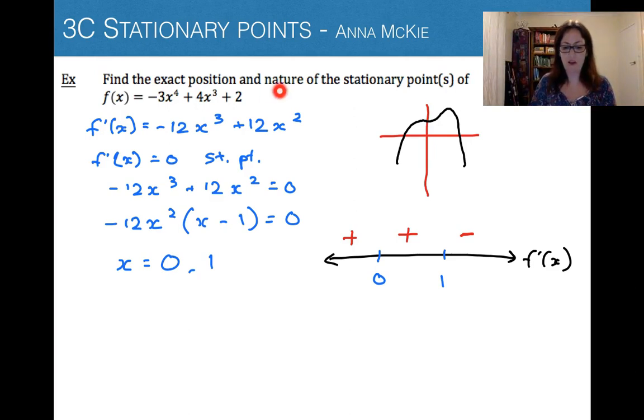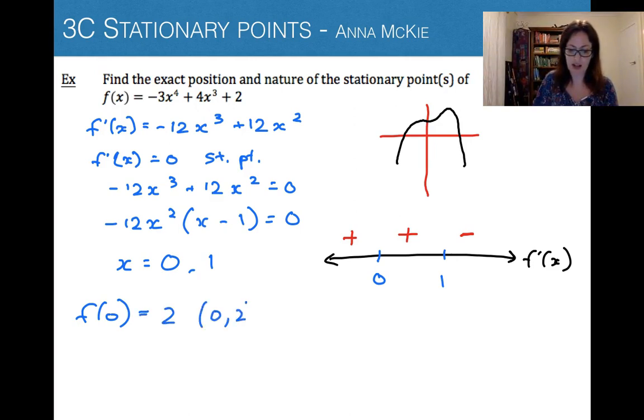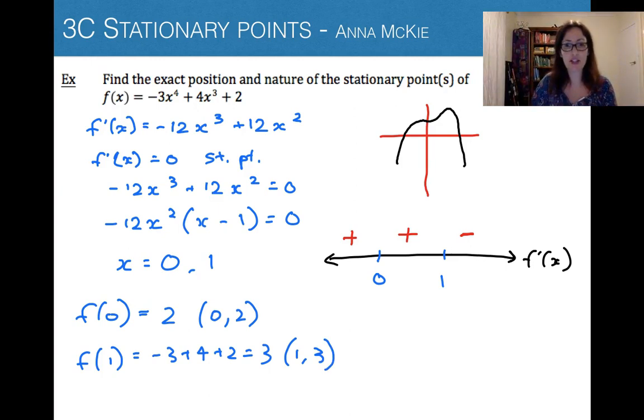But don't stop there. We have to define their nature and their position. So their position is found by substituting these numbers now back into the function. So f of 0 and f of 1. So we have f of 0 gives us, everything else cancels out, 2. Good habit to get in to write that as a coordinate. And the other one at 1 gives us, well, negative 3 plus 4 plus 2 is equal to 3. So (1, 3), these are our 2 points, so that's their position, and now the nature.